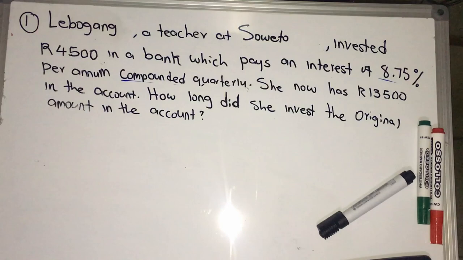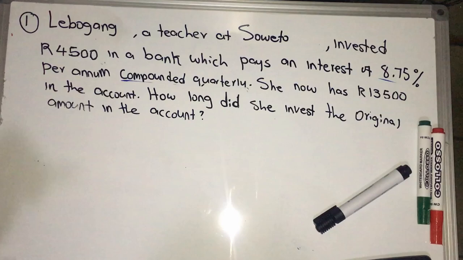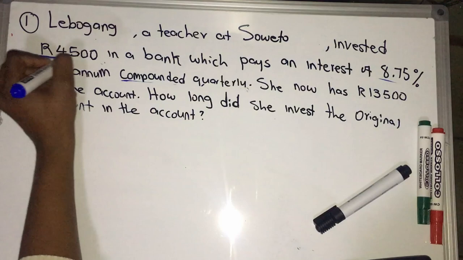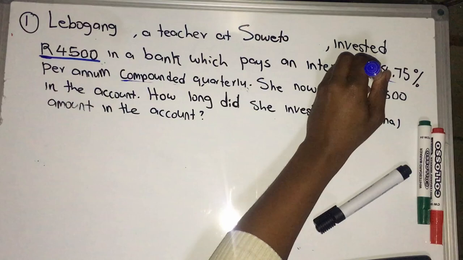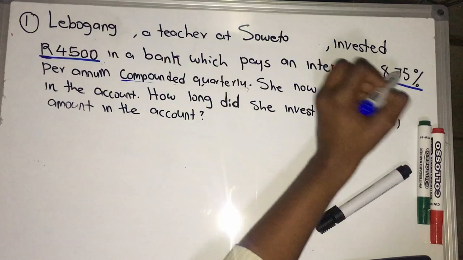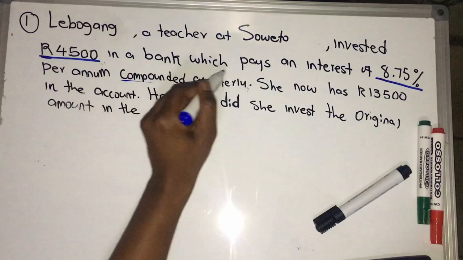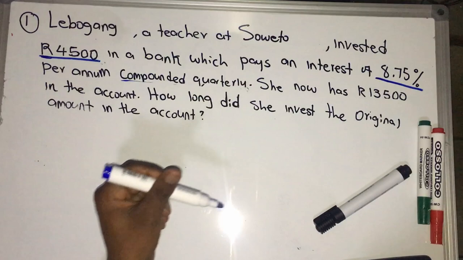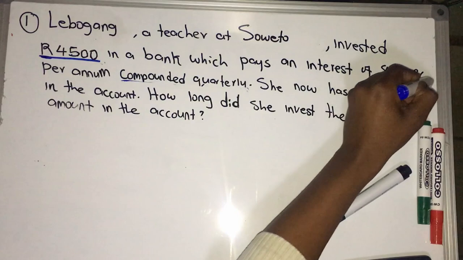Okay, so you are interpreting this question, the statements of reference, so that you understand the information. Okay, so what about your level? We invested 4,500 rands. Okay, in a bank that pays 8.75% per annum compounded quarterly, right? So per annum means per year. So the bank pays 8.75% per year, but the interest is compounded quarterly. So every quarter the bank pays interest, so we divide this by 4 because there are 4 quarters in a year.